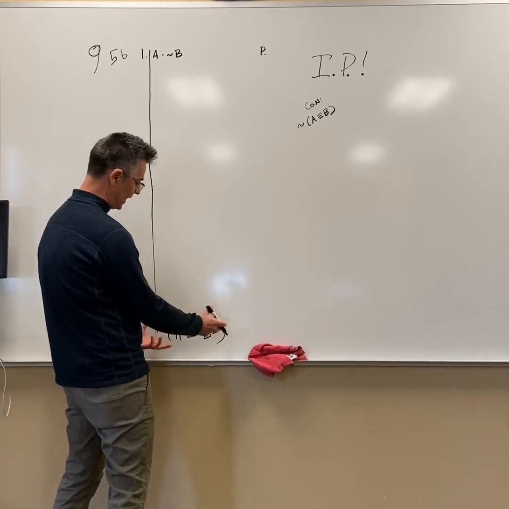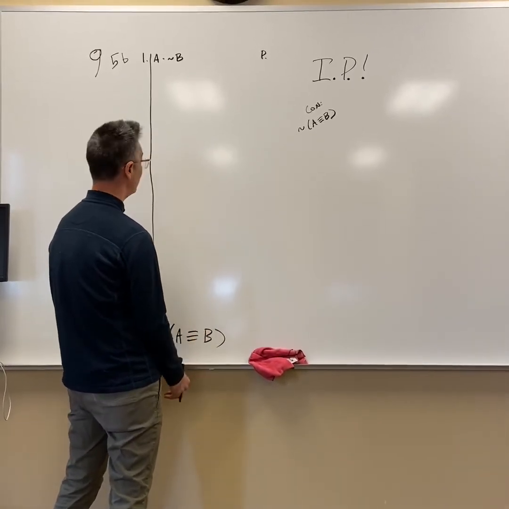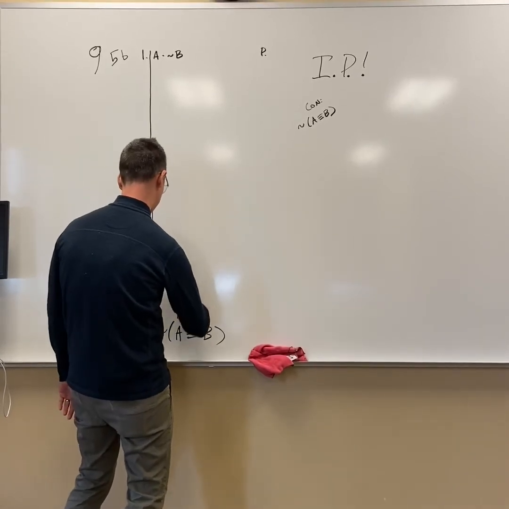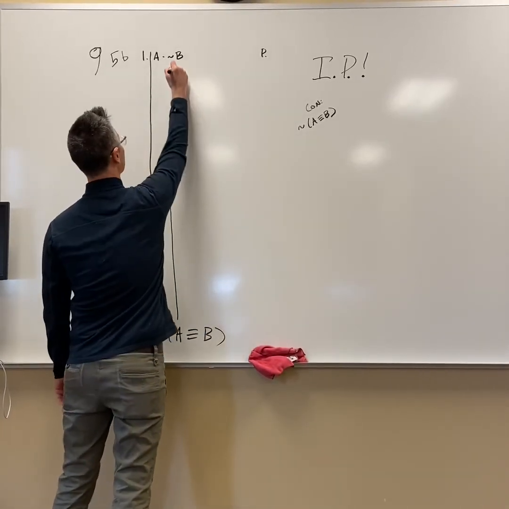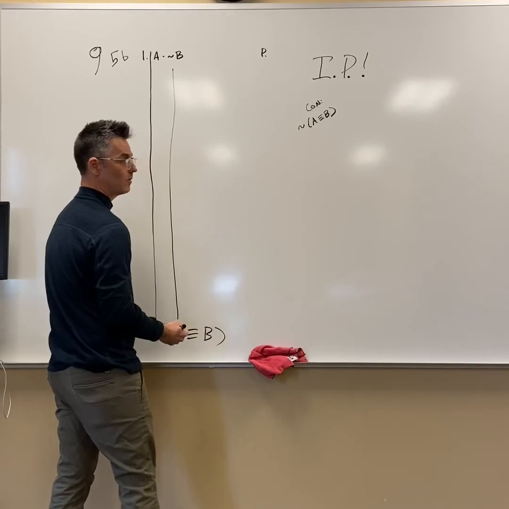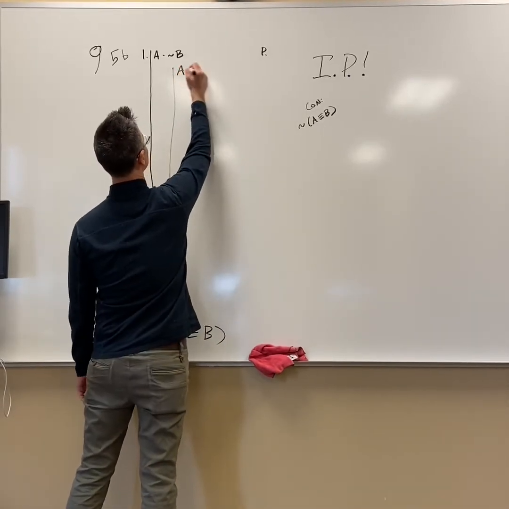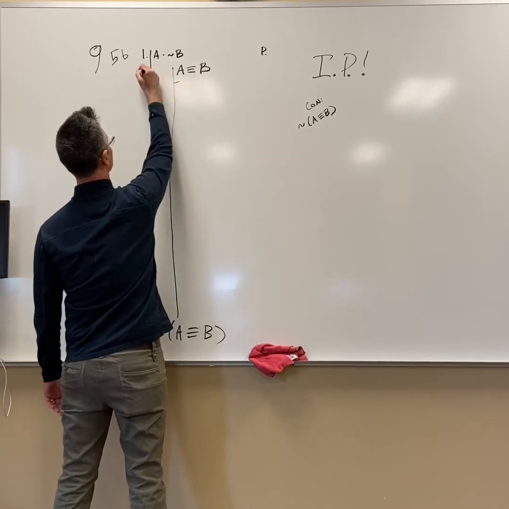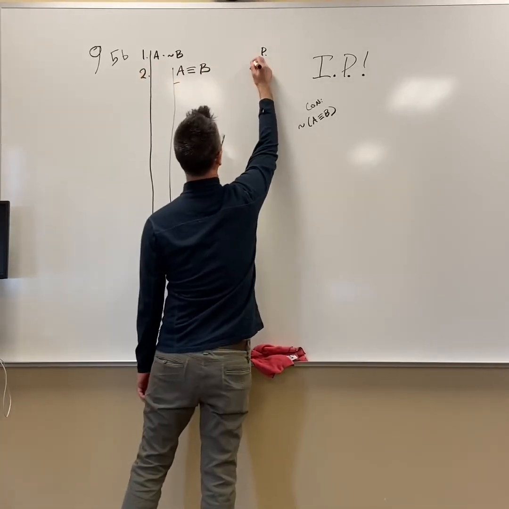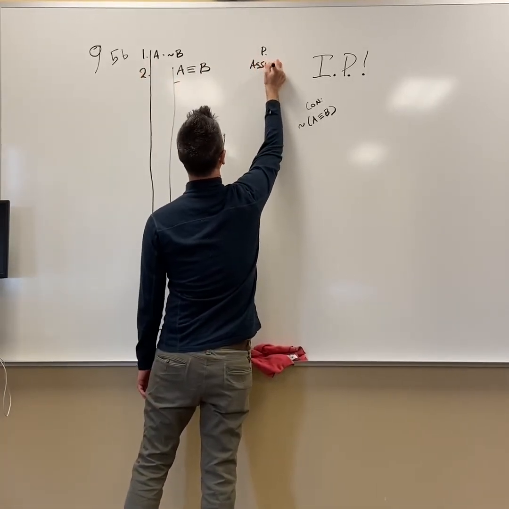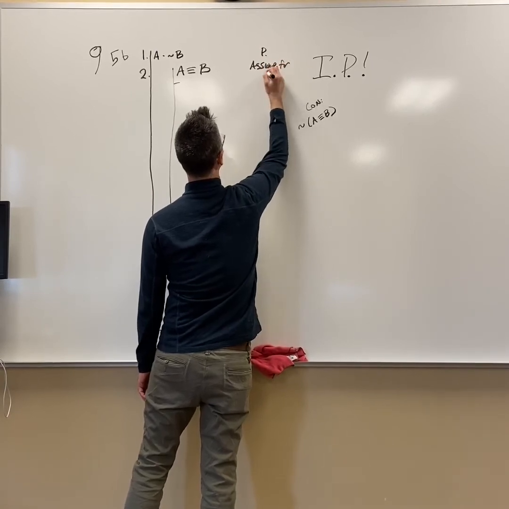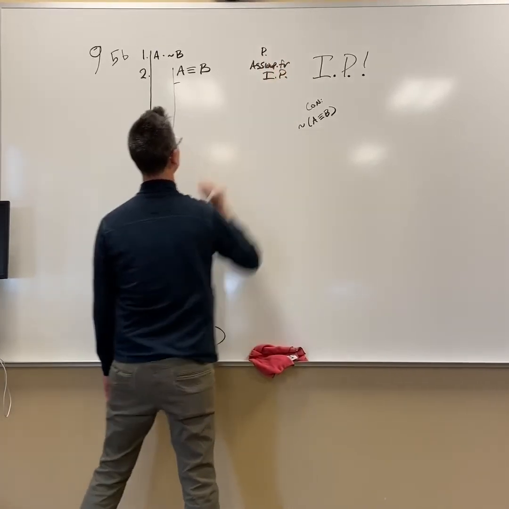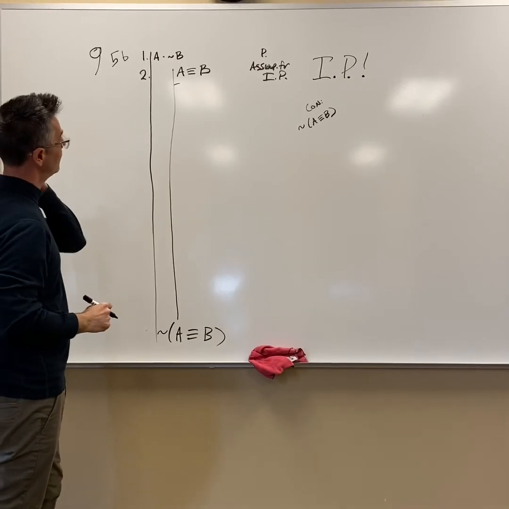This looks complicated. It's not a conditional. It's a big negation. And so the simplest way, again, is going to be to draw that subproof line all the way up and assume the opposite of what we're trying to show. In this case, that's A if and only if B. That's an assumption that we're making for indirect proof.